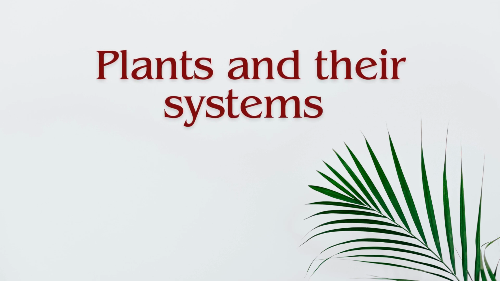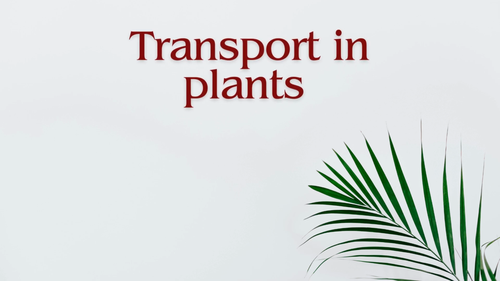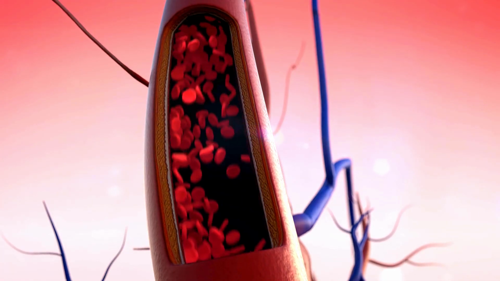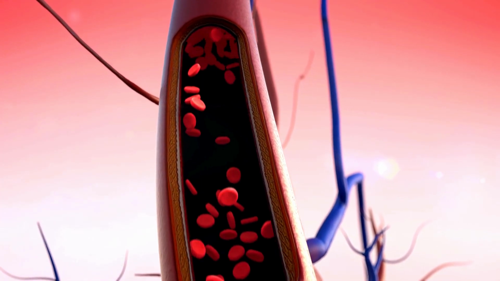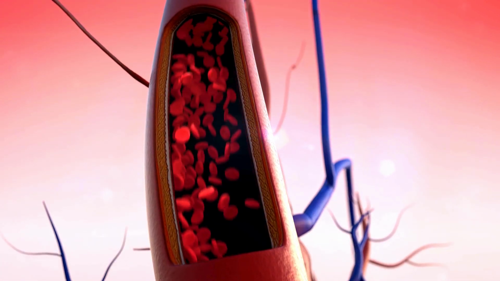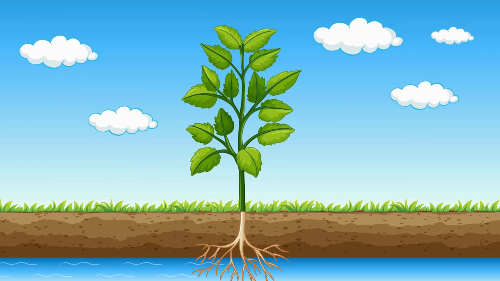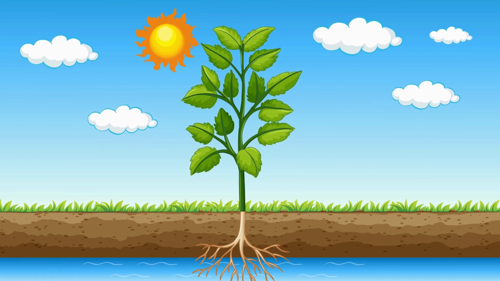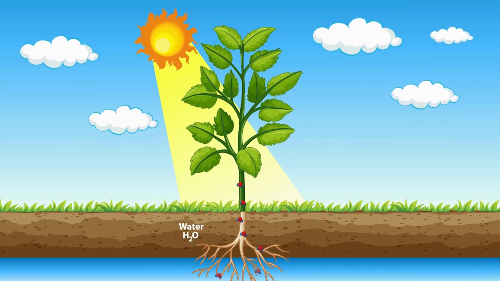In the previous video, we studied plants and their systems. Now in this video, we will learn about transportation in plants. Plants have a transport system similar to how blood vessels work in humans. Just like our blood vessels carry nutrients and oxygen to different parts of our body, plants have tiny tubes in their roots and stems that transport water, minerals, and food to different parts of the plant. This system helps keep the plant healthy and growing.